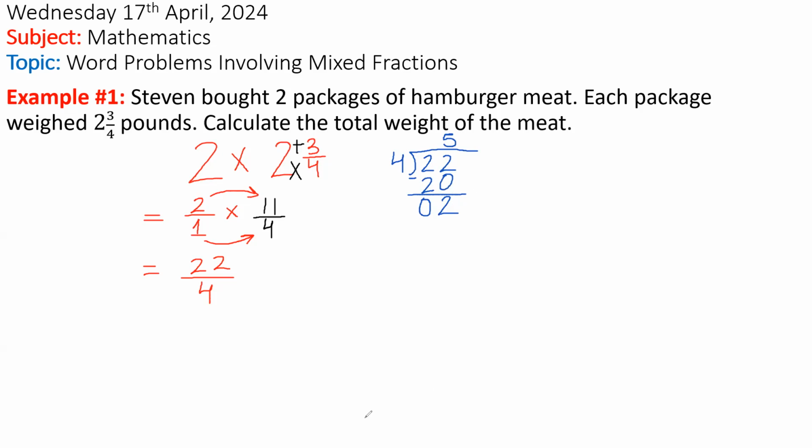And so what is the whole number in this question? The whole number is going to be 5. The numerator is going to be 2. And the denominator is going to be 4. So the numerator is 2, the whole number is 5, and the denominator is 4. And so that means that our answer is going to be 5 and 2 over 4.